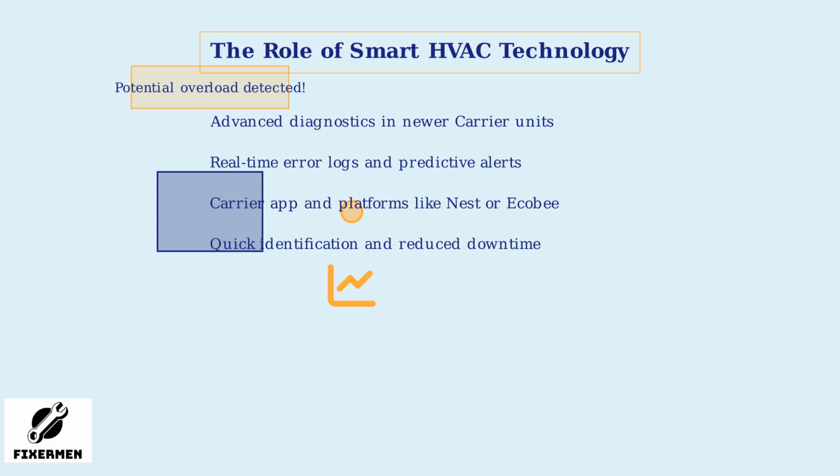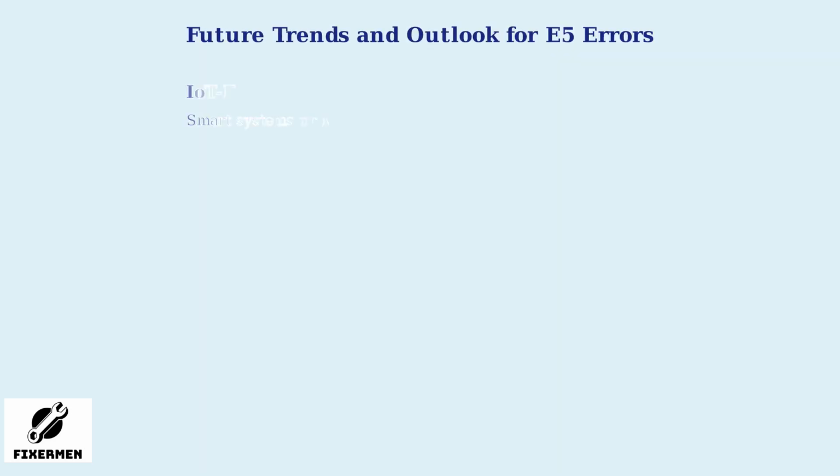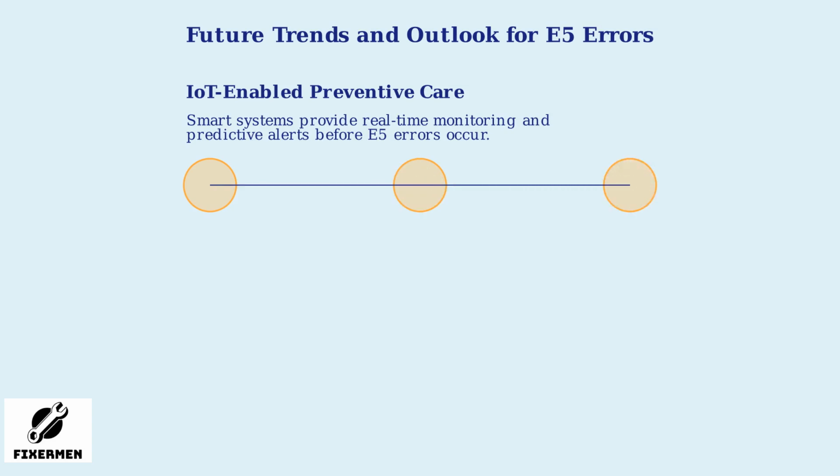Instead of waiting for symptoms, you receive notifications on your smartphone and can often resolve issues remotely. This proactive approach significantly reduces system downtime, as problems can be addressed before they cause complete shutdowns. AI-driven optimization further enhances reliability by automatically adjusting to fluctuating power inputs and environmental conditions. The future of HVAC maintenance is moving toward IoT-enabled preventive care, where smart systems continuously monitor your air conditioning unit and provide alerts before E5 errors can develop.